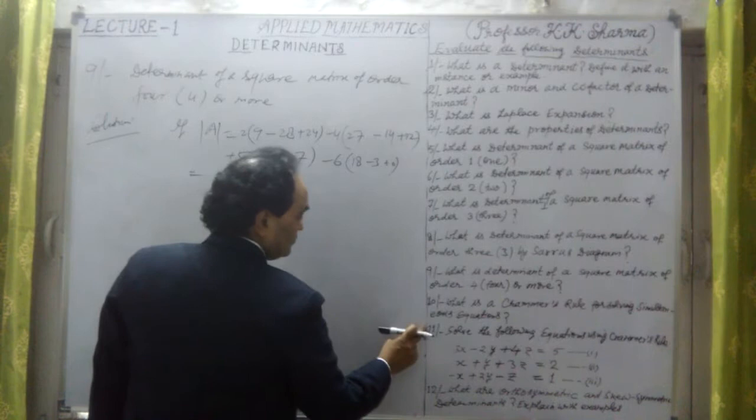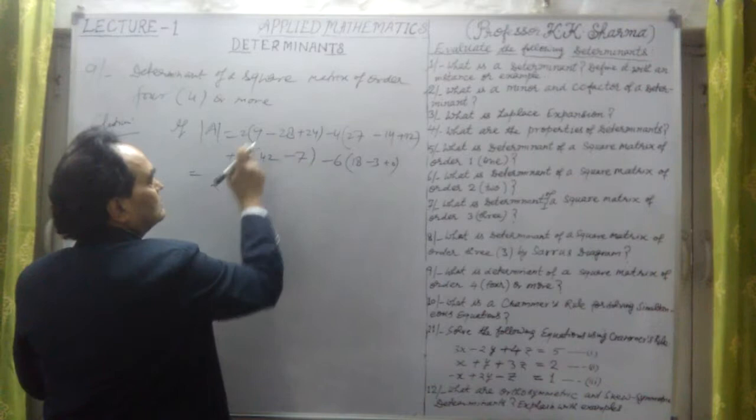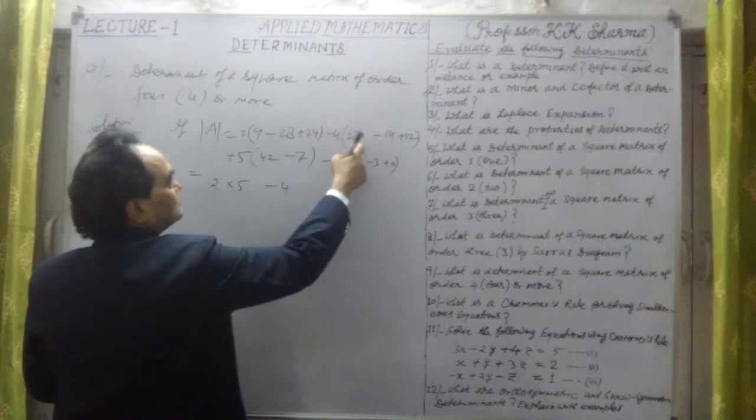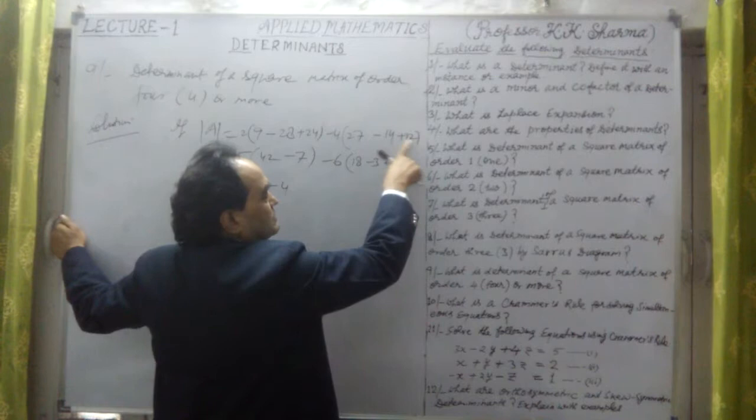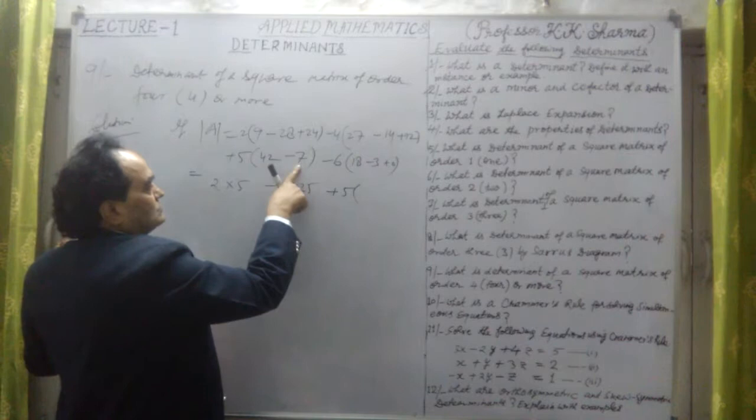One answer, this is 2 times this: 9 plus 24, this is minus 4. 9 minus 4 is 5. 5 into 2 is 10. Minus 4 into this, this is minus 2. Minus 14 plus 12 is minus 2. 27 minus 2 is 25. This is 25. Plus 5 into 42 minus 7. So this is 2 and 5, 35. It is 35 here.